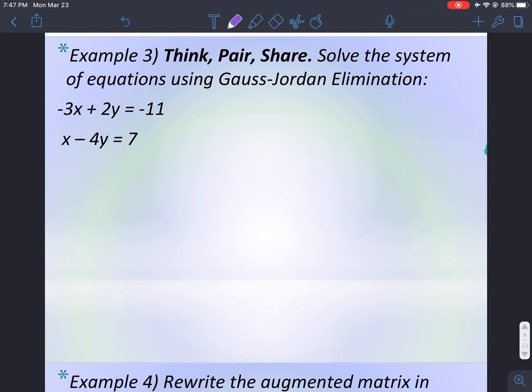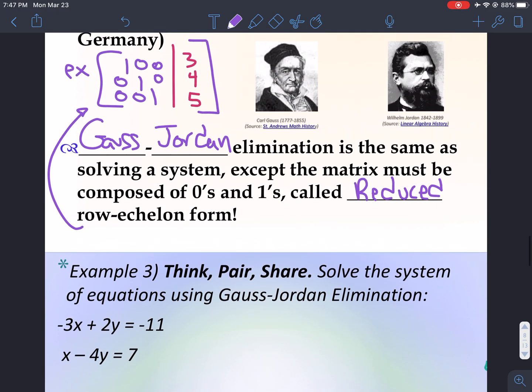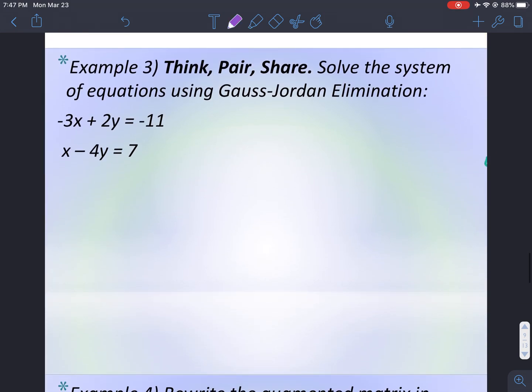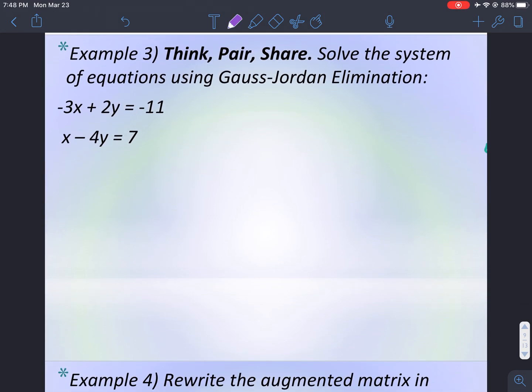Solve the system of equations using Gauss-Jordan elimination. I encourage you to pause the video and try and come up with an augmented matrix using row operations that will have ones along the diagonal, a 0 below it, and a 0 on top of it. All right, in this example, it would be a smaller matrix. All right, here we go. Augmented matrix.